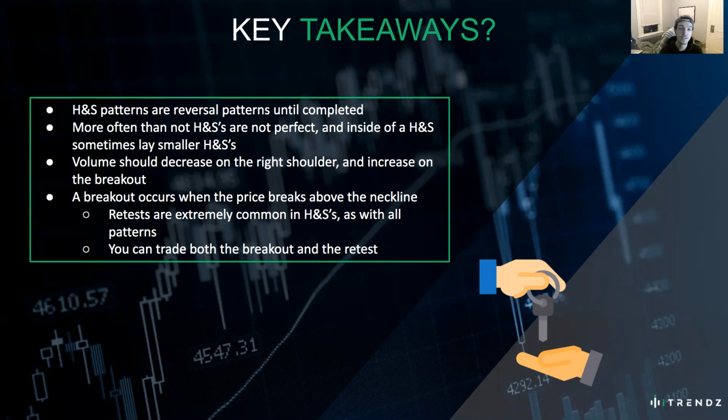Volume should decrease on that third peak, that right shoulder, and increase on that breakout. Really, really important that volume is increasing on that breakout. And then lastly, a breakout occurs when the price breaks above that neckline. It's going to retest, reject, or bounce off that support or resistance, and then rerun above. And you can trade both that breakout, the retest, or both of them combined, but just make sure you're utilizing your risk management properties. With that being said, that was head and shoulders.